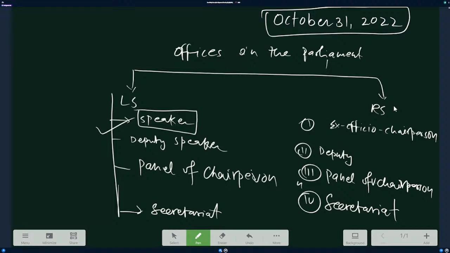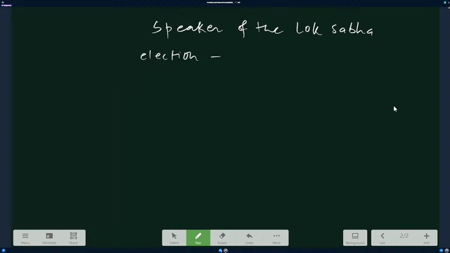So when the Lok Sabha speaker vacates his office, in what condition? Let me talk about the speaker. We talked about election: elected by the Lok Sabha itself. What is the tenure? Tenure is until the Lok Sabha holds the majority.